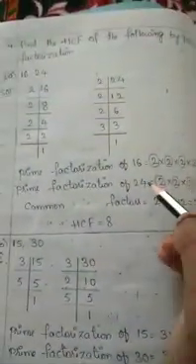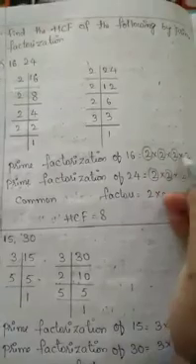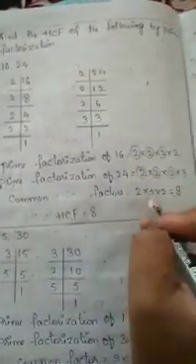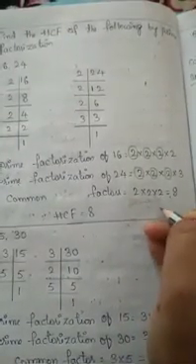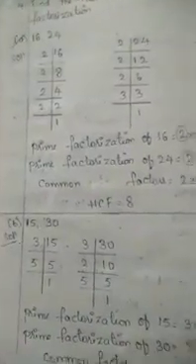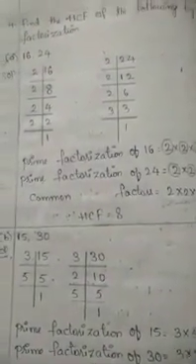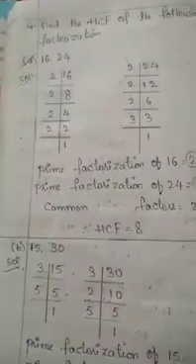Next, what we have to do? We have to write the common factors: 2, 2, 2. So the common factors equal 2 into 2 into 2. 2 twos are 4, 4 twos are 8. Therefore HCF equals 8. Similarly, you have to practice the remaining problem. It's very simple and easy.